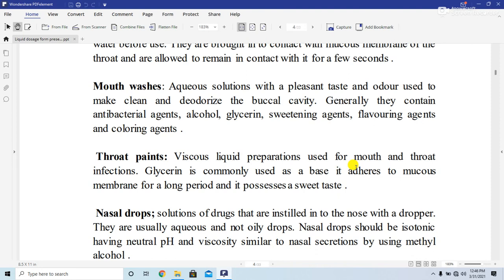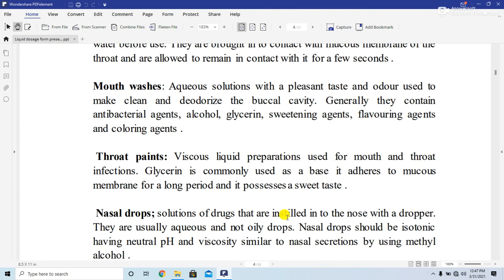Another liquid dosage form is called throat paints. Throat paint is a viscous liquid preparation used for mouth and throat infections. Glycerin is the most commonly used base, especially in throat paints, and it adheres to the mucous membranes for a longer period and has a sweet taste. These are viscous liquid preparations usually used for the mouth and throat whenever there are acute or chronic infections in the mouth and throat.